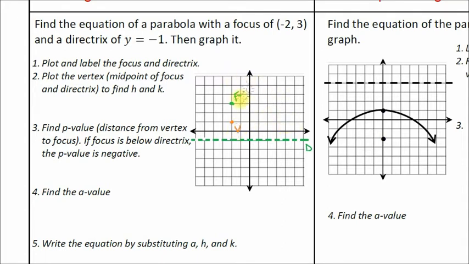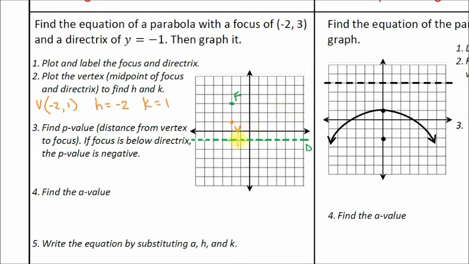Remember, class, we've probably discussed this in class already. With a parabola being built from a focus and directrix, the parabola will never cross the directrix. Never. It will always go the opposite direction or wrap around the focus. So I know this parabola is going to be facing up. It says plot the vertex to find h and k. So our vertex is at -2, +1. That means h is -2 and k is +1.